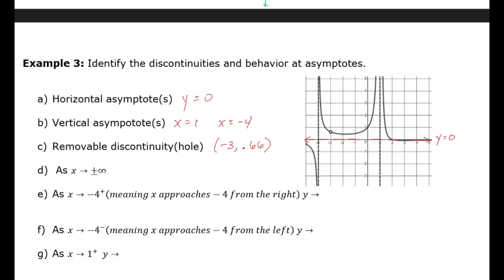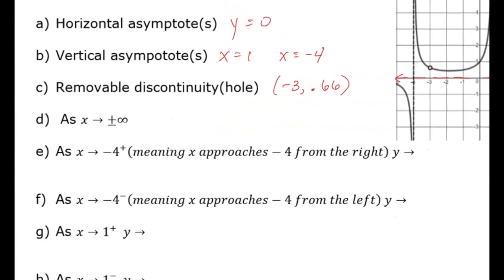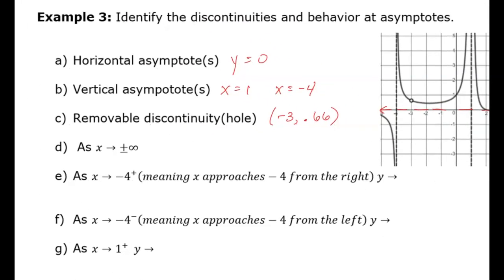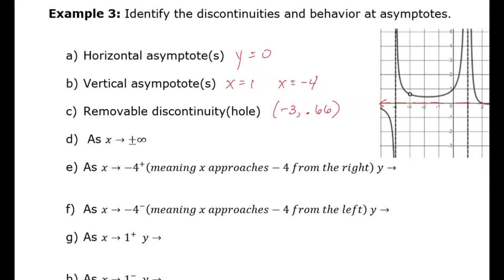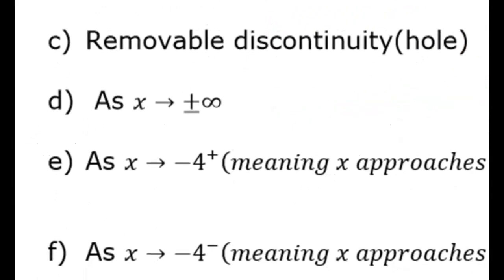All right, so now we get into the fun part. We're being asked to write the end behavior and the behavior approaching the asymptotes. So as x approaches positive or negative infinity, this is end behavior. Would it be y approaches 0? But we're going to write it in limit notation. So we have two ends, one on the left and one on the right.